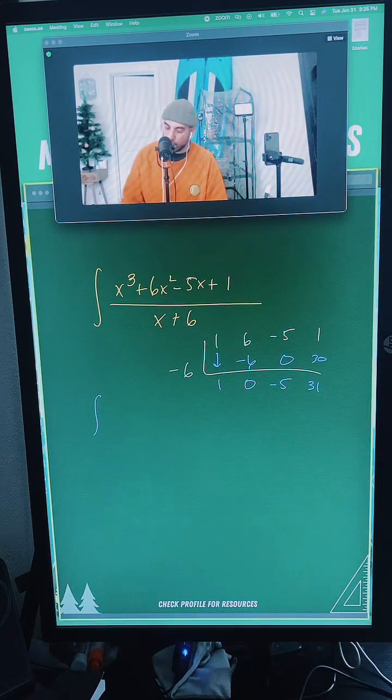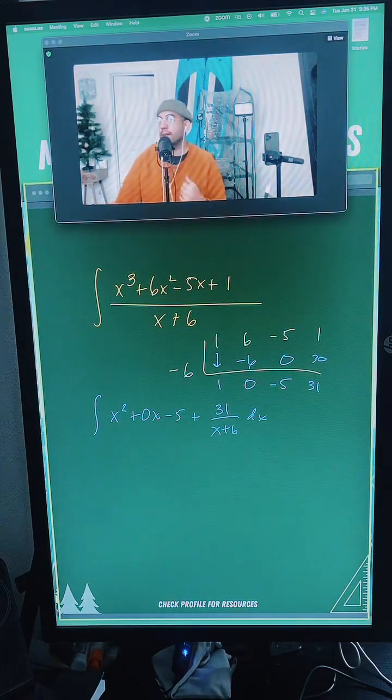So now we have the integral of x squared plus 0x minus 5 plus 31 over x plus 6 dx. This is going to be calculus. As I'm going to simplify this, Samantha, this is for you. That last integral, 31 over x plus 6, we should know what that is now.